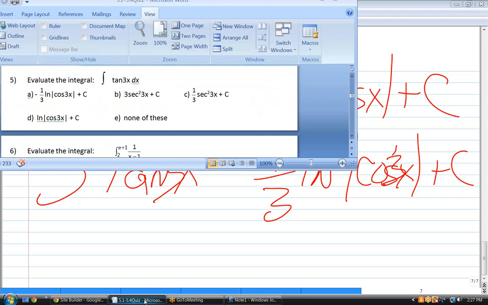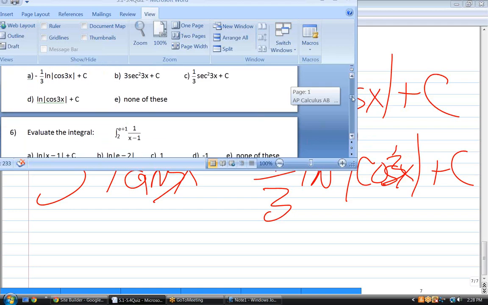Yeah, it looks very easily like it could be d, but you always have to divide by the derivative of that inside term right there. And it's negative. In other words, tangent of x is negative log. So almost immediately, if we had to guess, we would guess A.